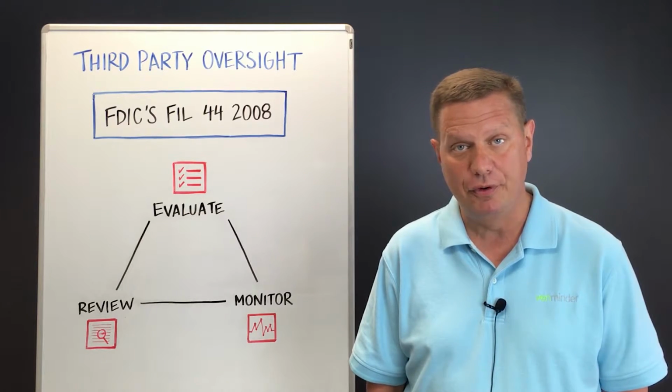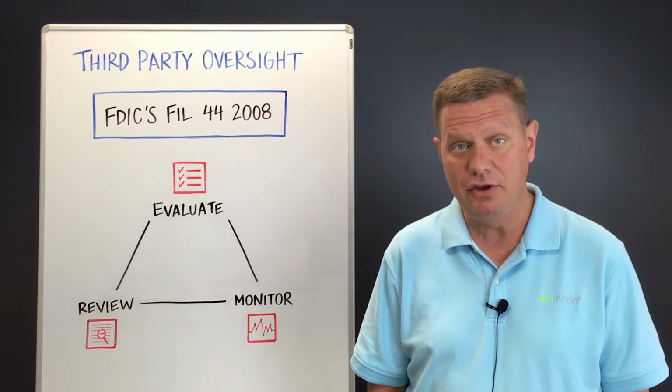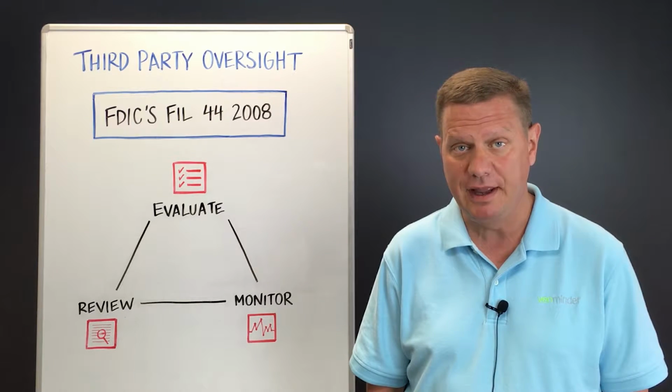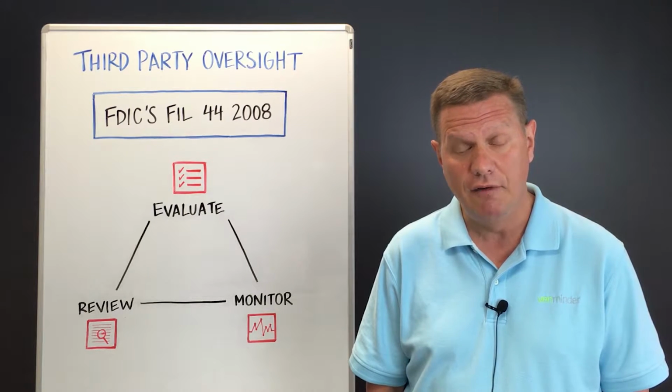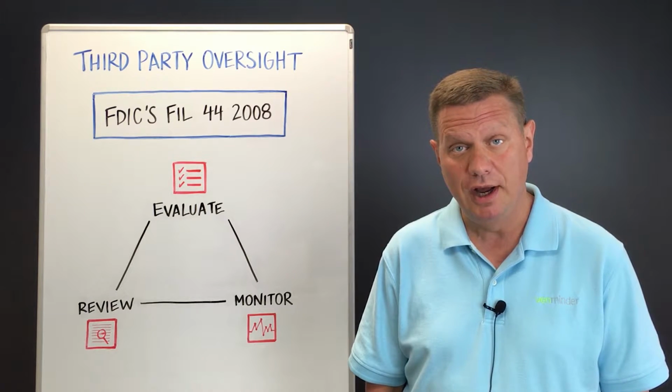Let's talk a little bit about third-party oversight. What exactly does that mean? Well, if you were to Google it, I'm betting you'll first find the NCUA guidance from 2007 that perhaps began the notion that financial institutions needed to do some sort of ongoing review of the companies with whom they have an outsourcing relationship. Even then, it wasn't a new concept.